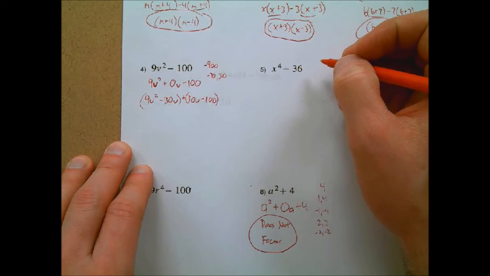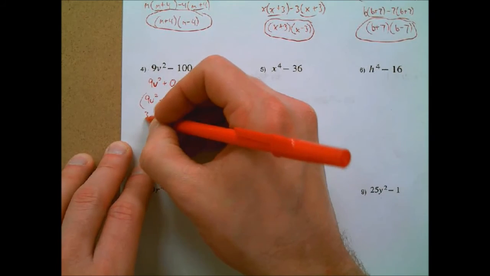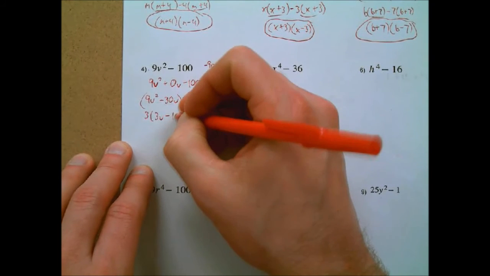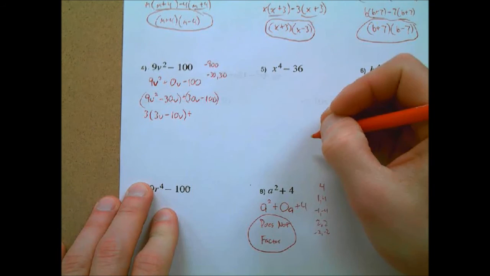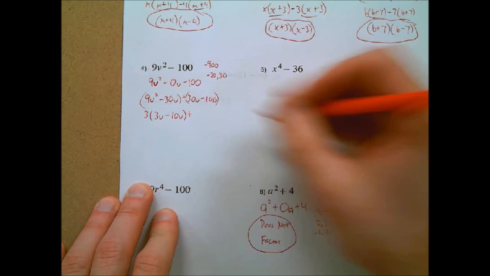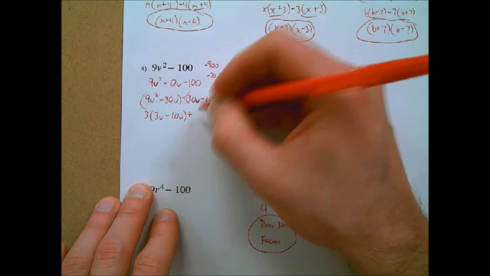A 3, right? Oh, yeah. So 3v minus 10v there, I think. Yep. Okay. What can we take out from the second group? What divides 30 and 100? 10. So again, 3v minus 10.